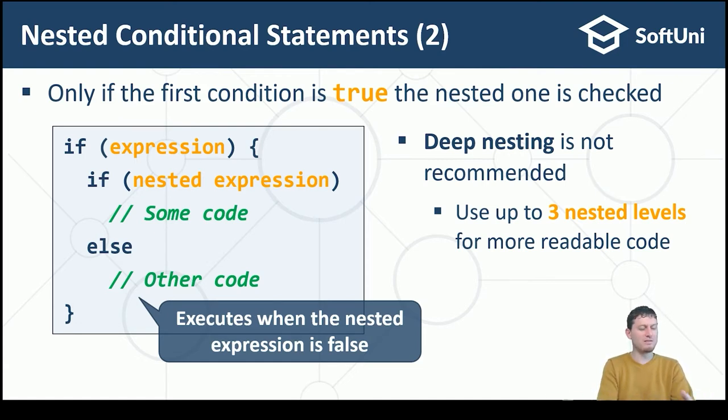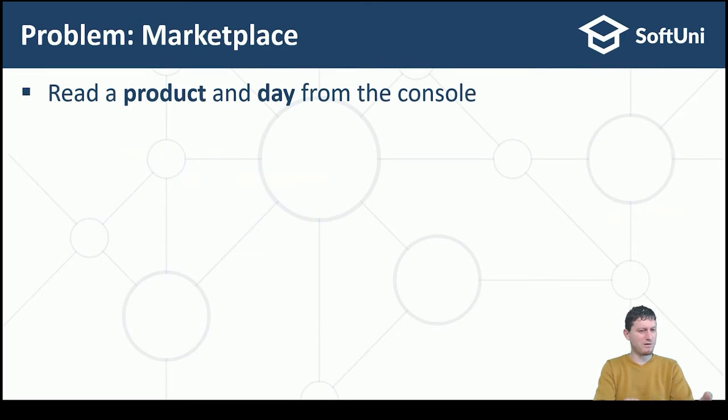Usually we use methods. We will learn how to use methods later, but this is the way we can avoid it. Just extract a piece of code into another method and give it a meaningful name. I'll show you this in some of the next lessons. So let's solve one real world problem, our marketplace.